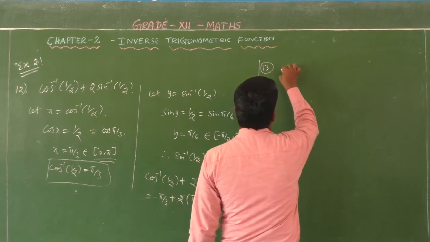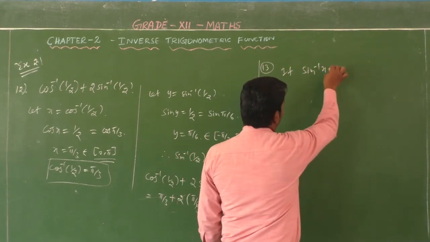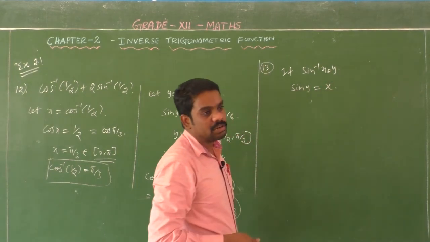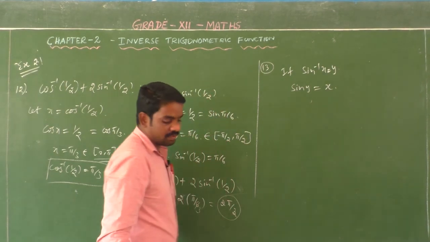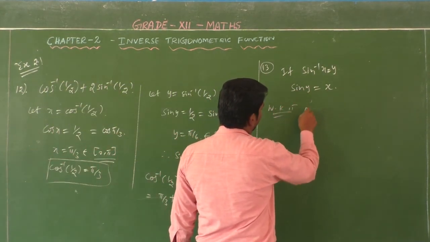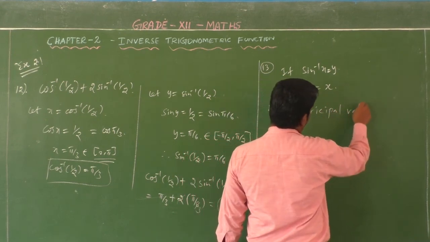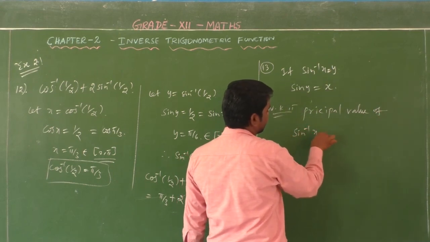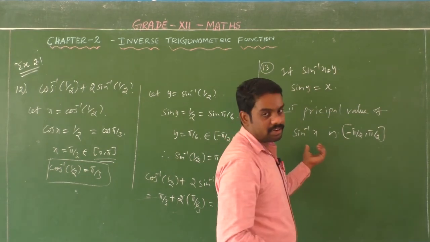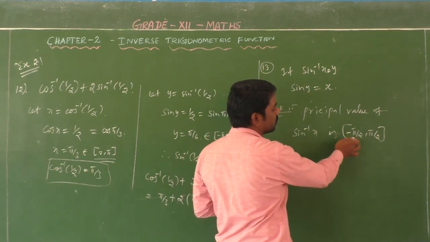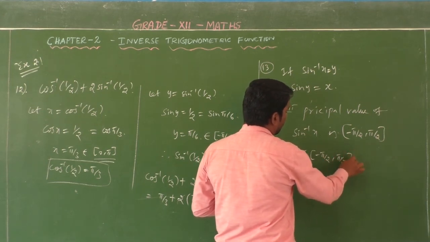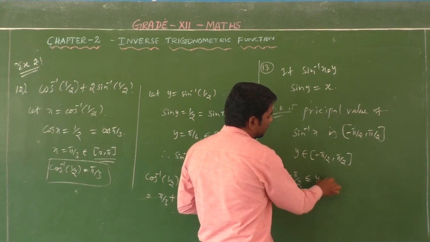If sin inverse x is equal to y, then sin y is equal to x. You know that the principal value of sin inverse x is the closed interval minus pi by 2 comma plus pi by 2. That means y belongs to the closed interval minus pi by 2 comma plus pi by 2, or minus pi by 2 is less than or equal to y is less than or equal to plus pi by 2.